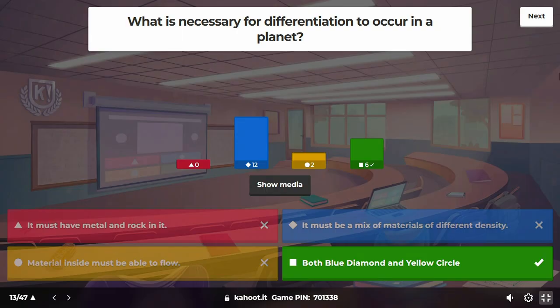Two answers are correct. So you have to be made out of different materials, and then those materials have to be able to move past each other in order for the denser ones to go towards the center and the lighter ones to be closer towards the surface. And it doesn't necessarily have to be metal and rock. When we talk about some of the moons in the outer solar system, those will be made out of ice and different densities of icy material, we'll also be able to differentiate.